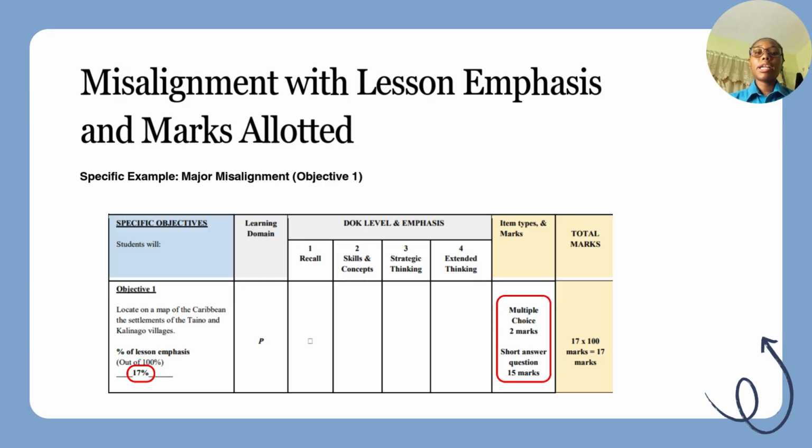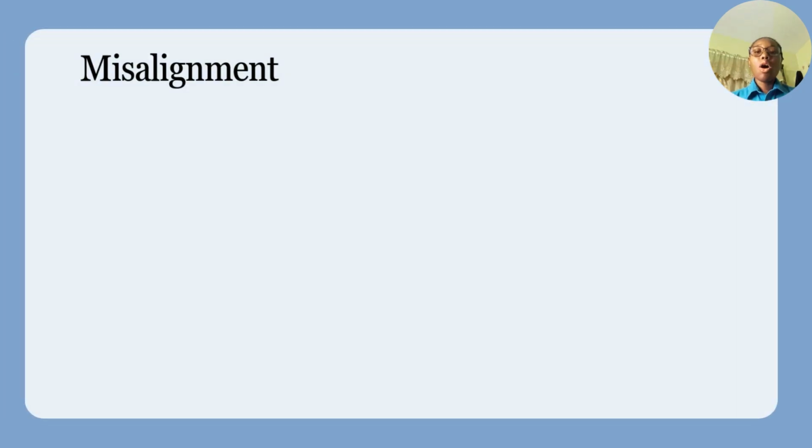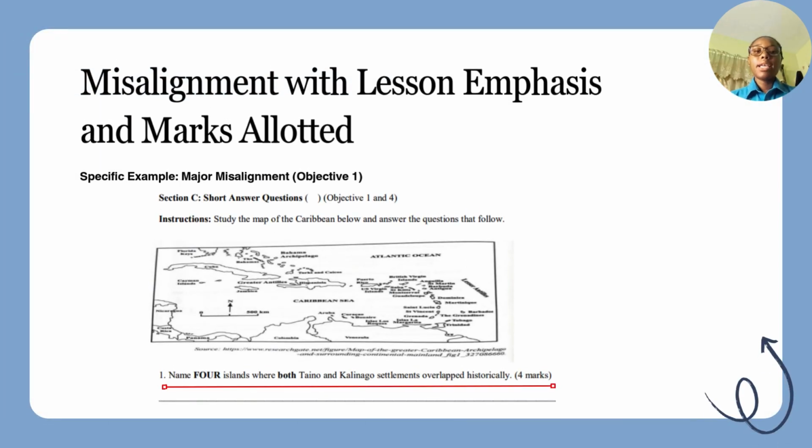On the TOS, it clearly mandates that Objective 1, which is to locate on a map of the Caribbean the settlements of the Taino and the Kalinago villages, should account for 70% of the total marks, which is 17 marks out of 100. And it specifies that it should assess via a 2-mark multiple choice question and a 50-mark short answer question. However, on the test, there are no multiple choice questions for Objective 1.